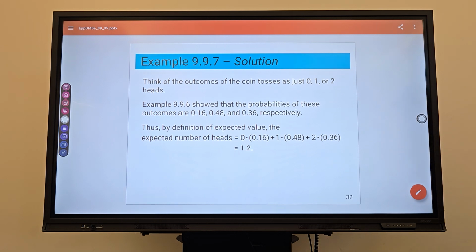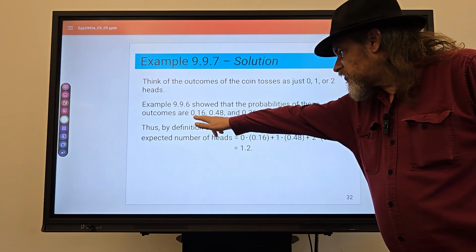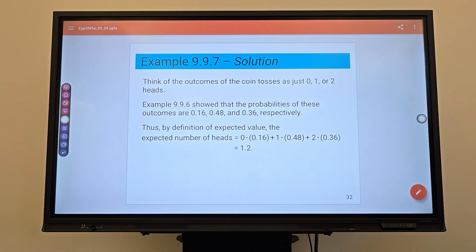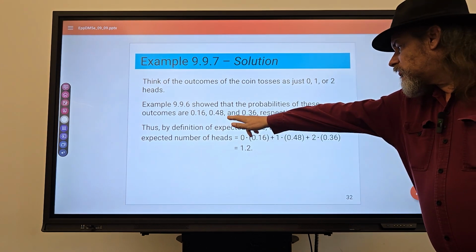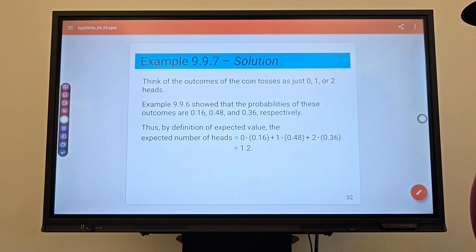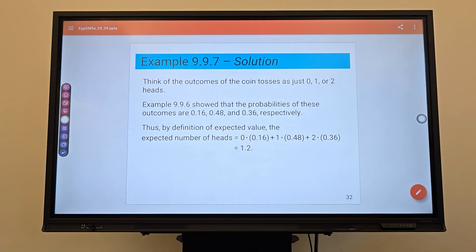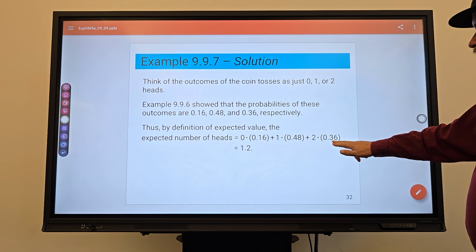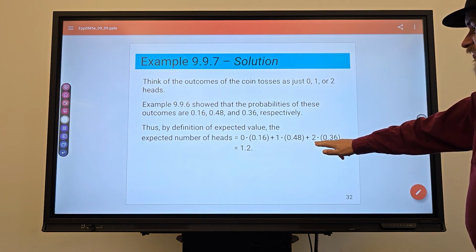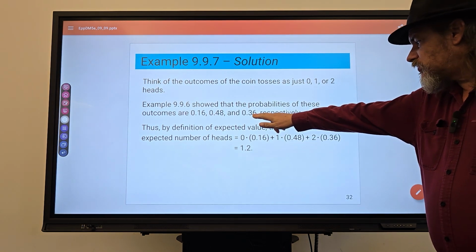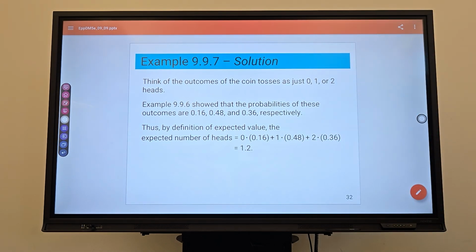Thus, by definition of expected value, the expected number of heads is equal to 0 times 0.16, since the probability of no heads is 0.16, plus 1 times 0.48, since the probability of 1 head is 0.48, plus 2 times 0.36, since the probability of getting 2 heads is 0.36, the total being 1.2.